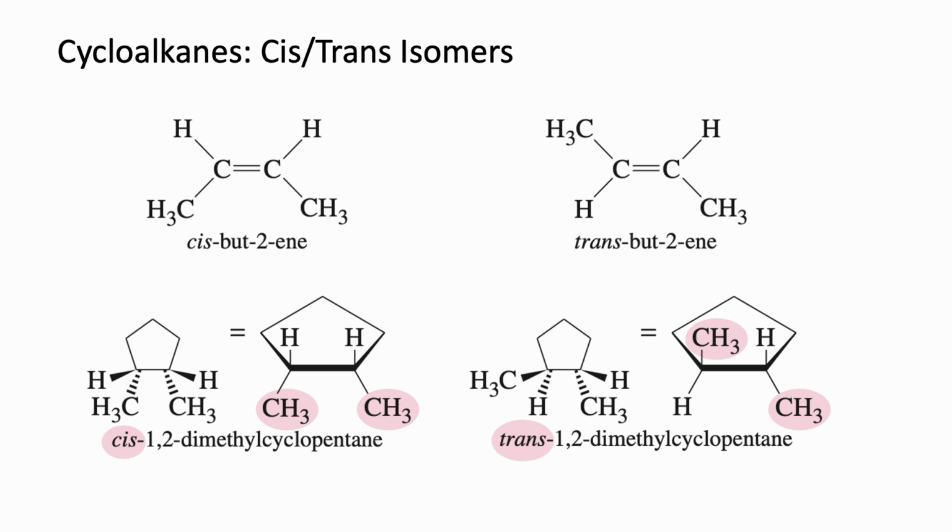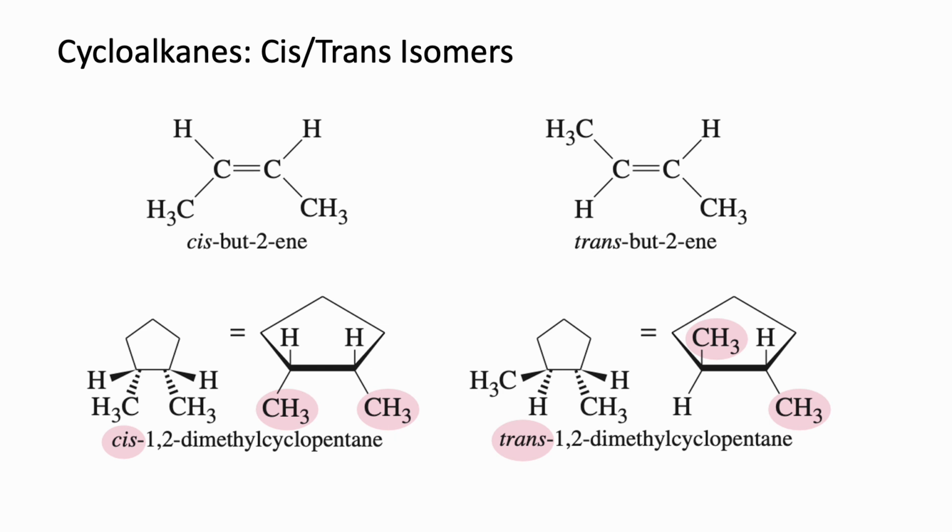We can't rotate these bonds around in a circle to give us the structure on the left and turn it into the structure on the right. So then we have to give them separate names to distinguish these two separate stereoisomers, just like we do above, cis and trans butene. We would call these cis and trans 1,2-dimethylcyclopentane. So let's break that down for a minute.